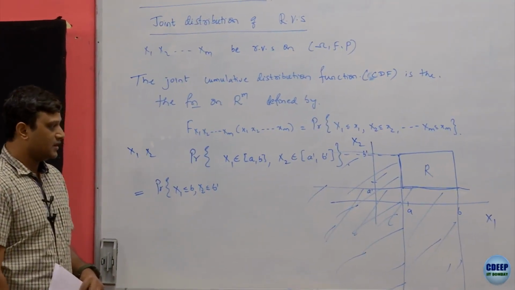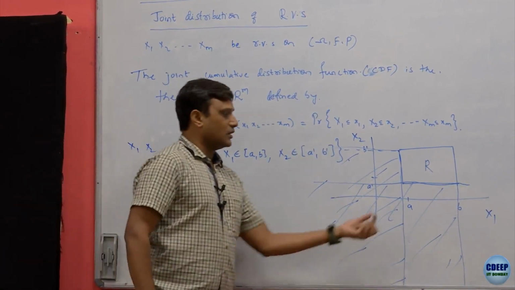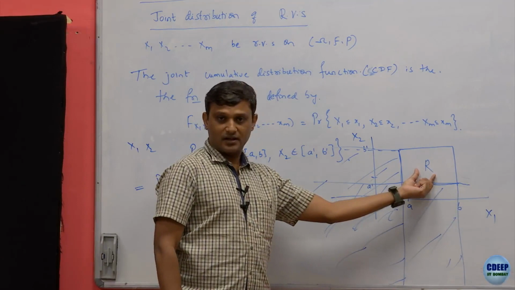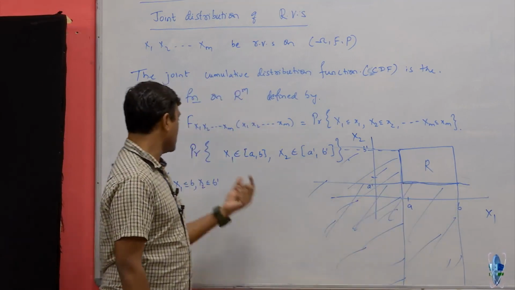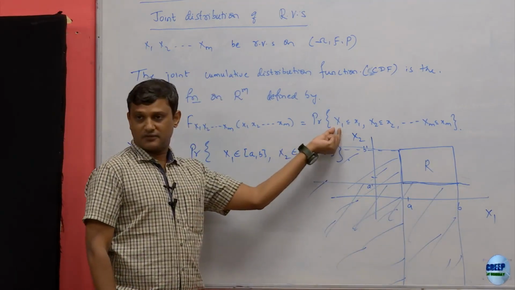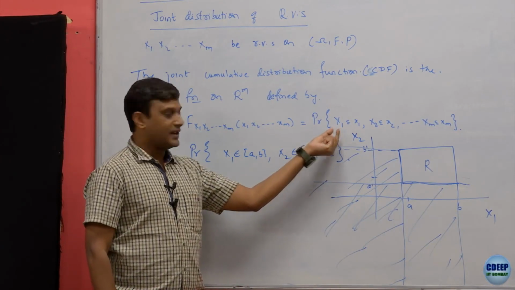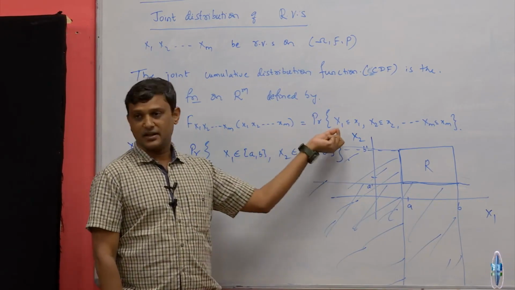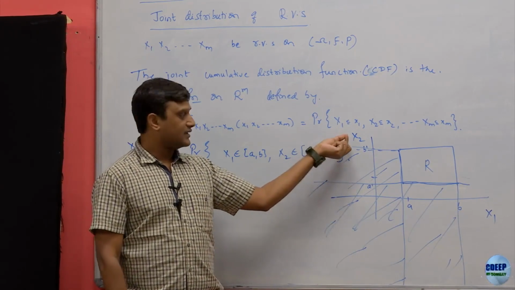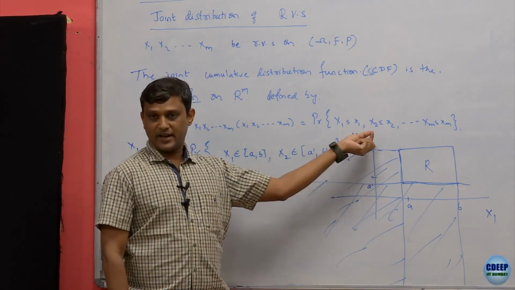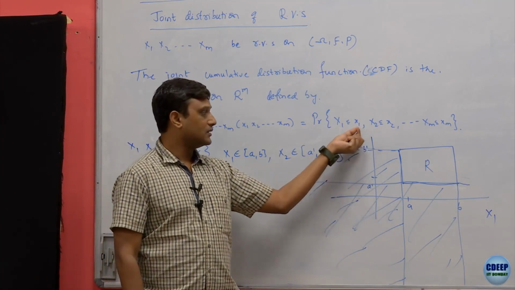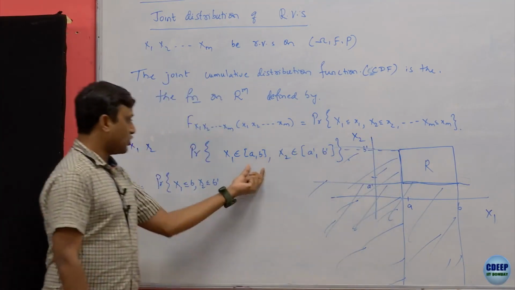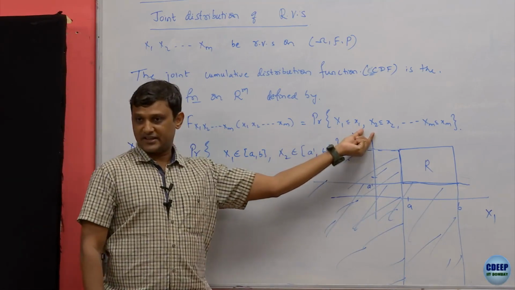Okay, so if I just want to find this area by writing this event in terms of, say, my CDF, right now I have defined it like this: X1 taking value less than or equal to x1, and X2 less than or equal to x2. So I want to write this probability in something similar to this.